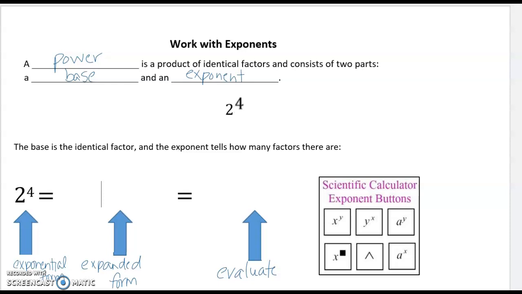Hey class, so today's lesson is on working with exponents.